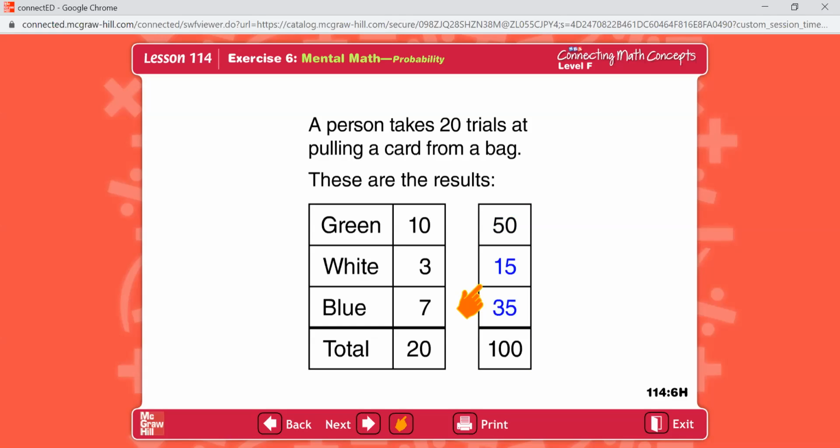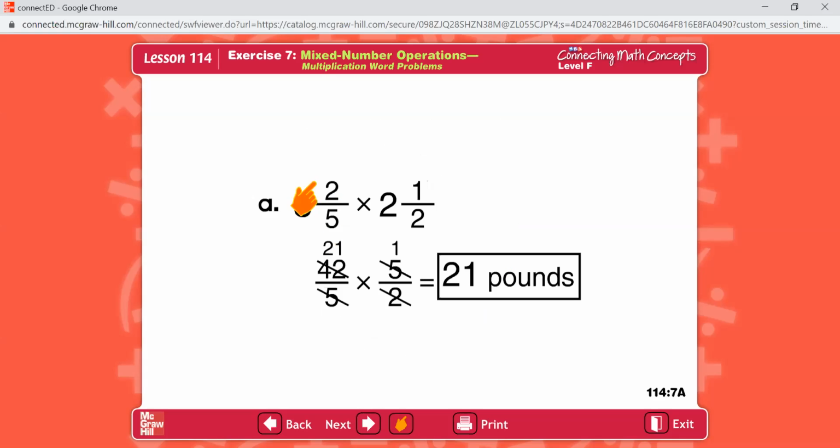So, how many pounds of fish did the dolphin eat? The dolphin ate 21 pounds of fish. Here's what you should have. 8 2/5 times 2 1/2. Like that said, turn it into a top-heavy fraction. 5 times 8 is 40, plus 2 is 42. Here's our new top-heavy fraction we turned it into. 2 times 2 is 4, plus 1 is 5, giving us 5 halves.